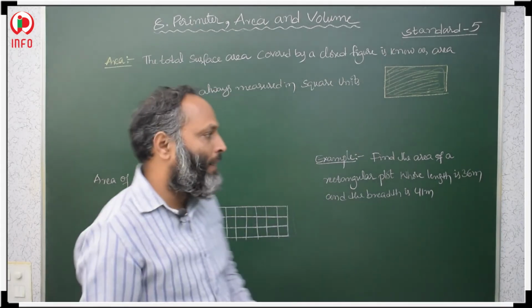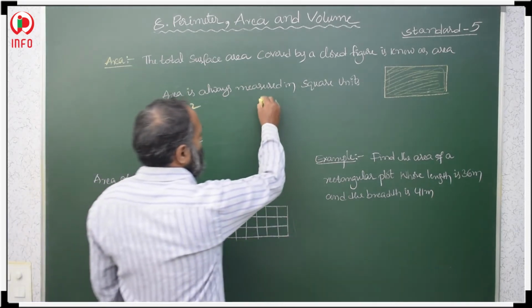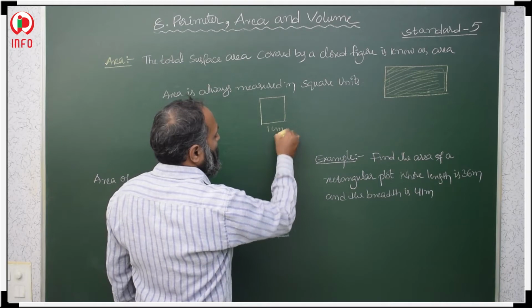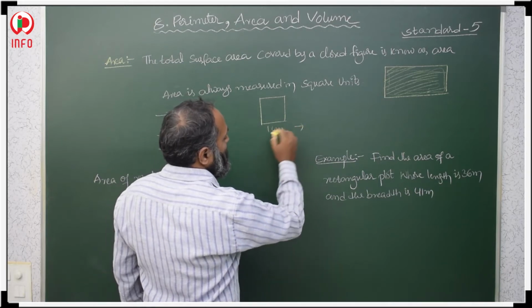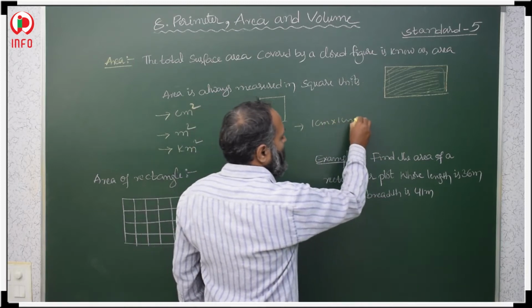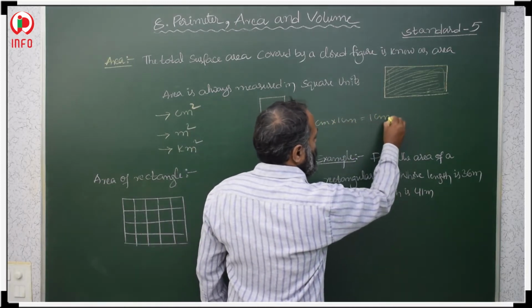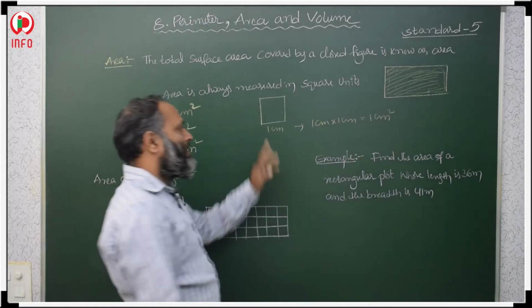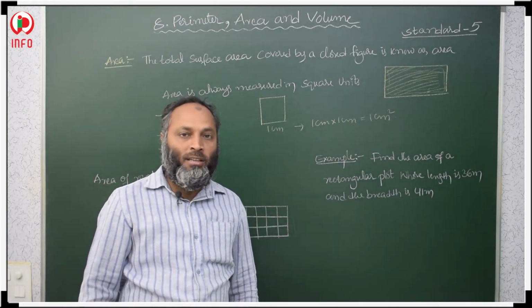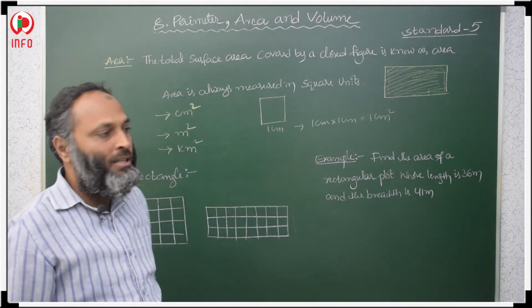Now suppose a square is there with a side of 1 centimeter. Then what is the area? The area is 1 into 1, 1 centimeter into 1 centimeter, that is 1 centimeter square. This is the area of this square. Area is always in square units.